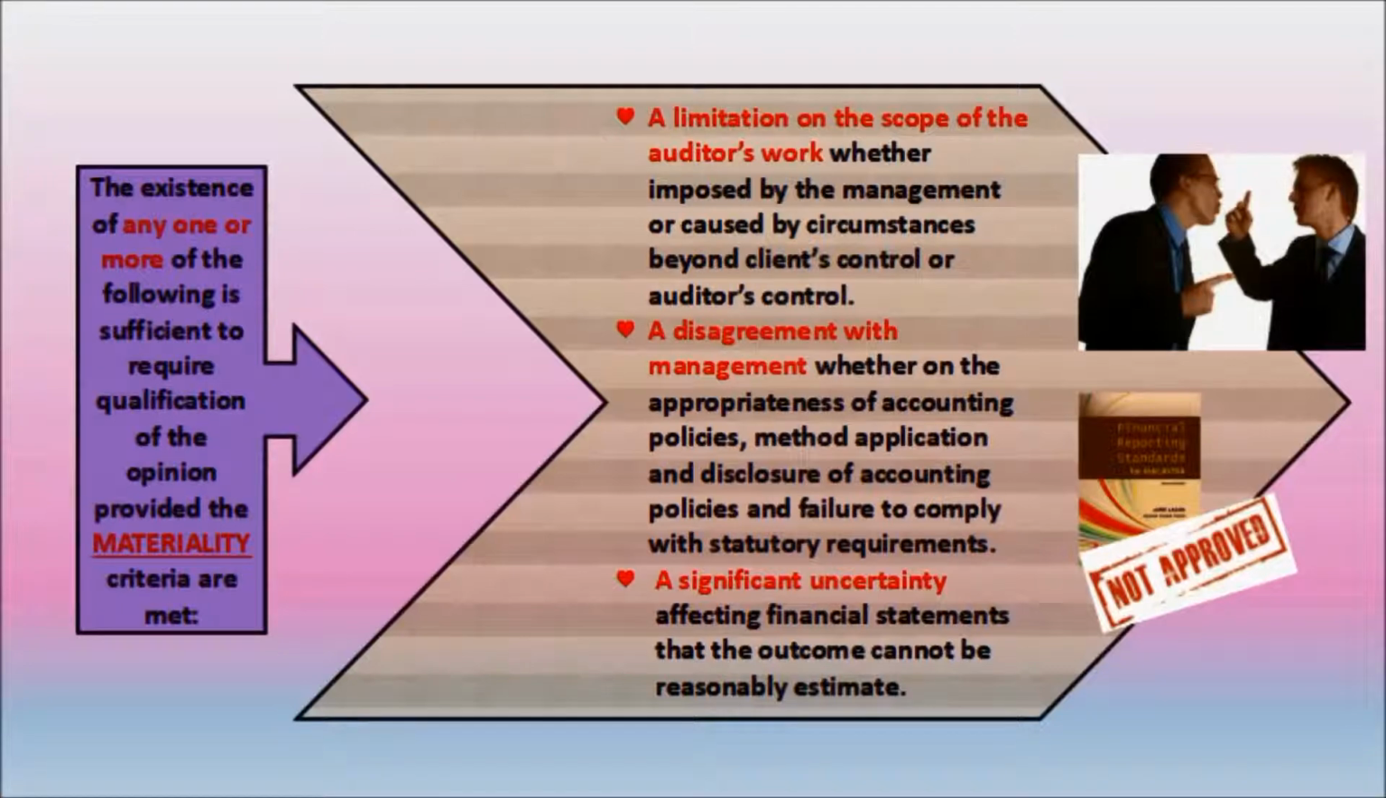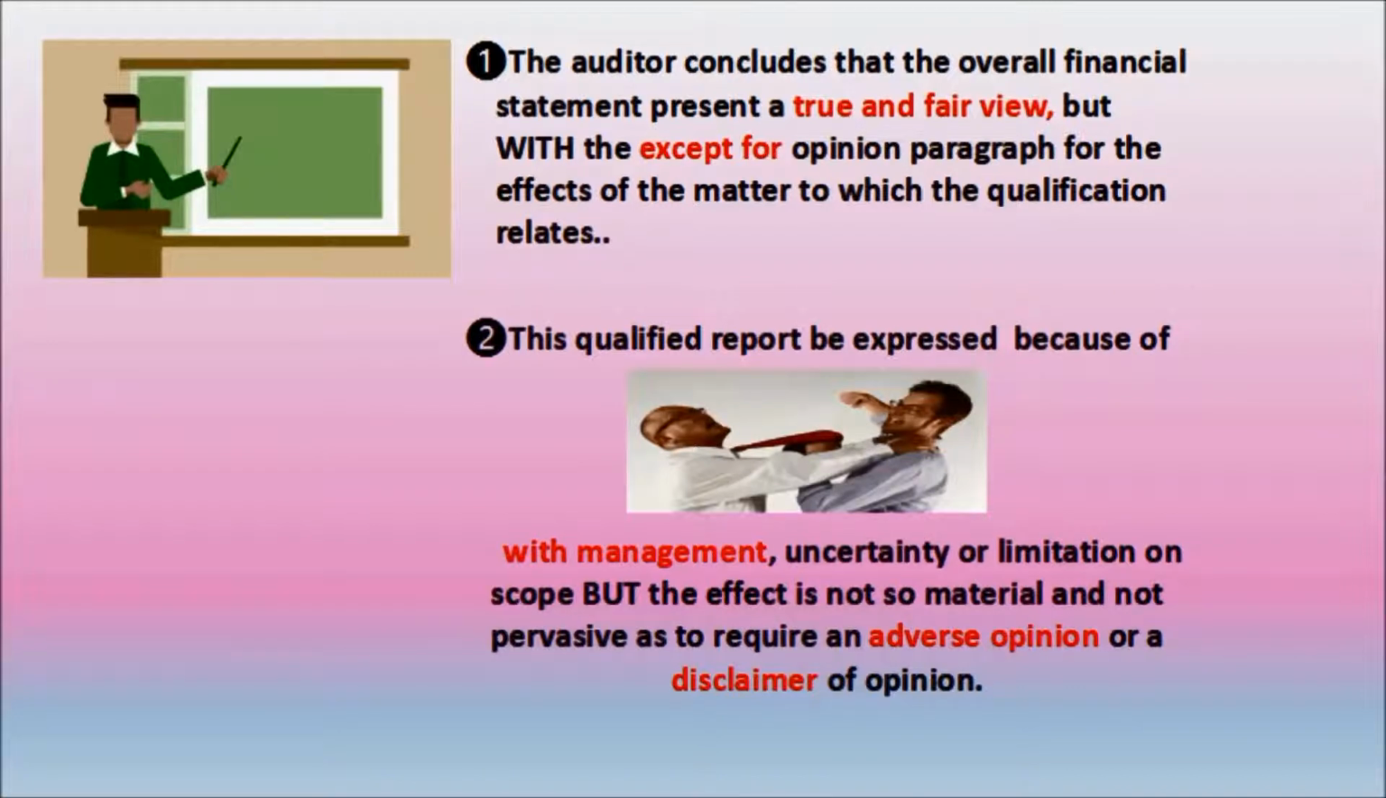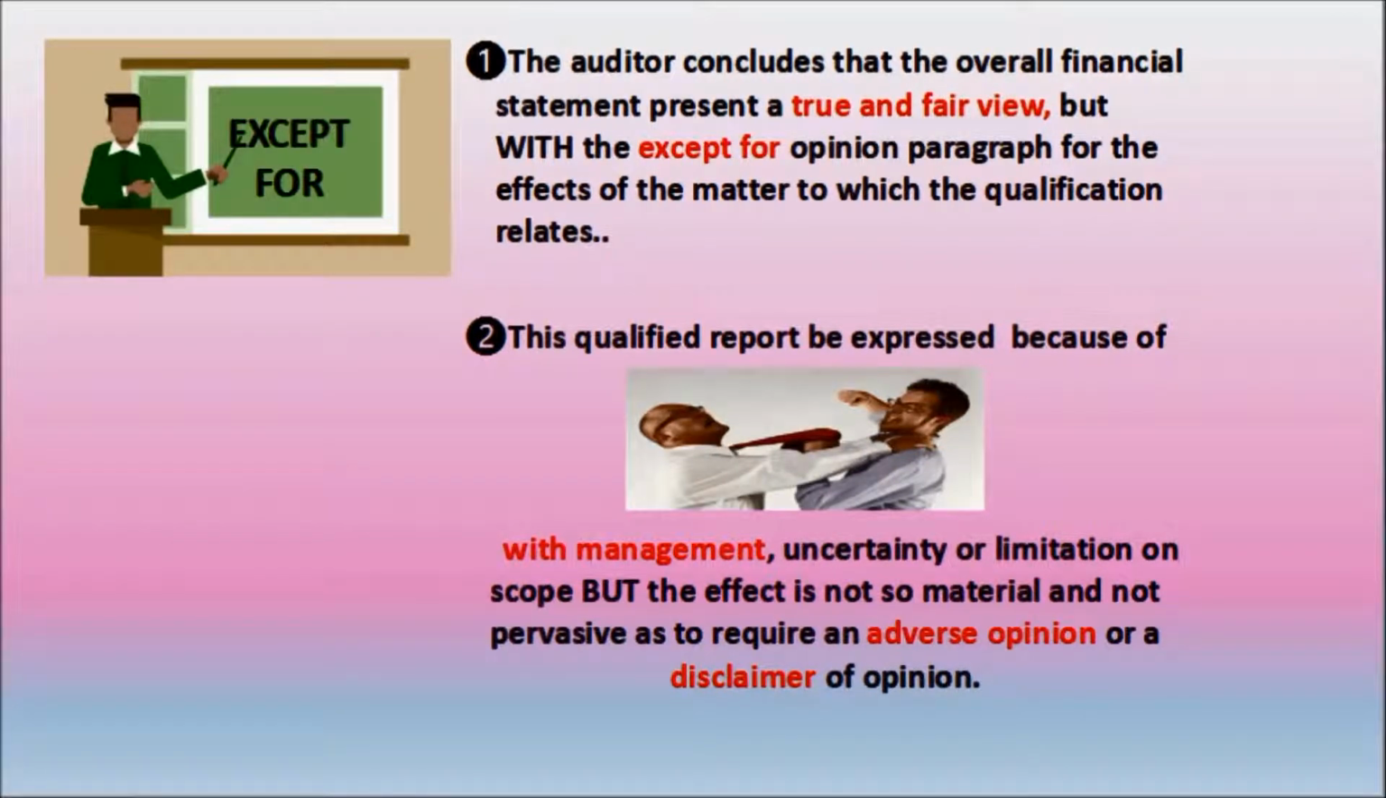and not being able to sell products due to changes in legislation or technology. The first thing under the modified report is except for. The auditor concludes that the overall financial statements present a true and fair view, but with the except for opinion paragraph for the effects of the matter to which the qualification relates. This qualified report is expressed because of disagreement with management, uncertainty or limitation on scope, but the effect is not so material and not pervasive as to require an adverse opinion or a disclaimer of opinion.